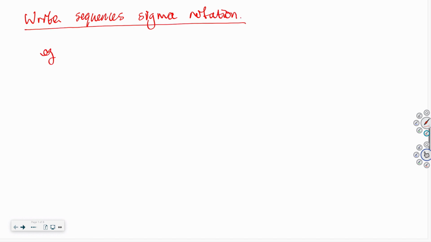In an exam, you may be asked to write sequences in sigma notation. So for example, let's say we had 8 plus 7 plus 6 plus 5 plus 4. And we're asked to write that sequence in sigma notation. The first thing we need to do for any sequence when we're asked to write it in sigma notation is work out the nth term.